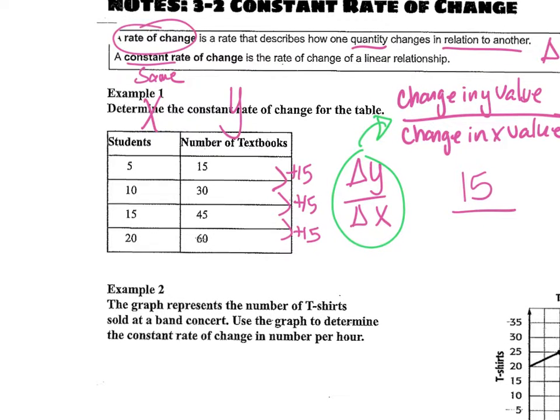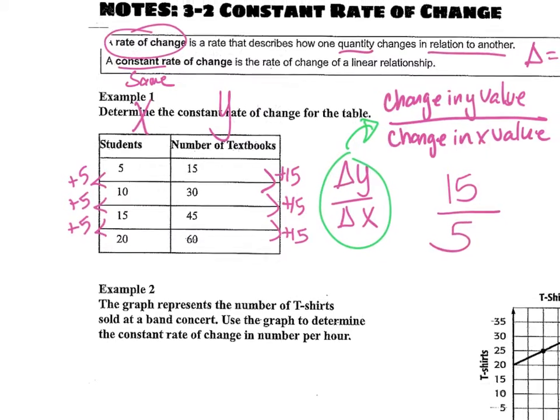And then I'm going to go look and see my x value. What are these changing by each time? 5. I'm just subtracting. 10 minus 5, 15 minus 10. So my change in x values is 5.